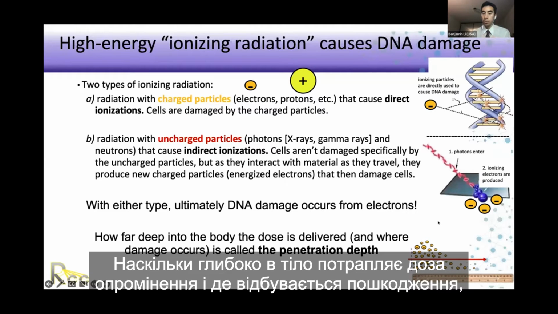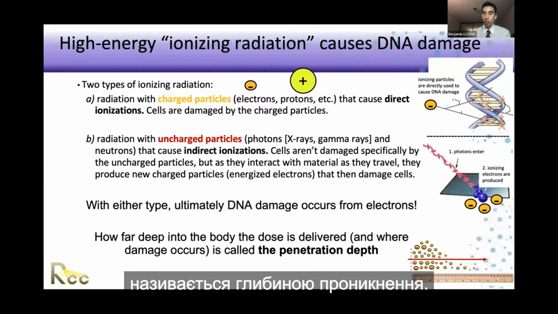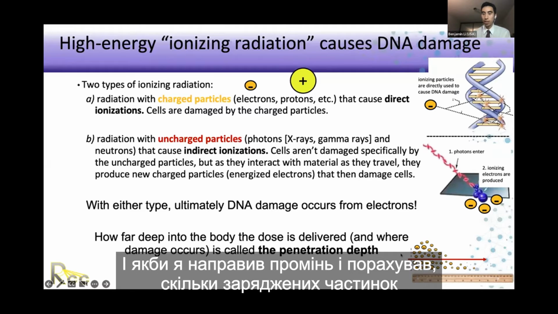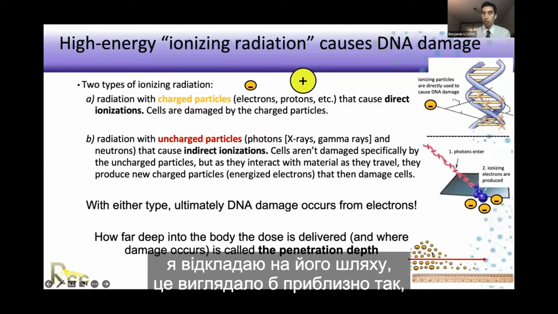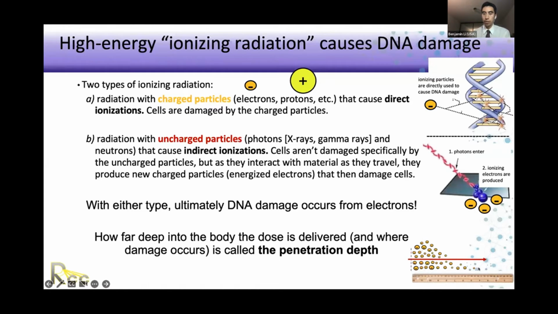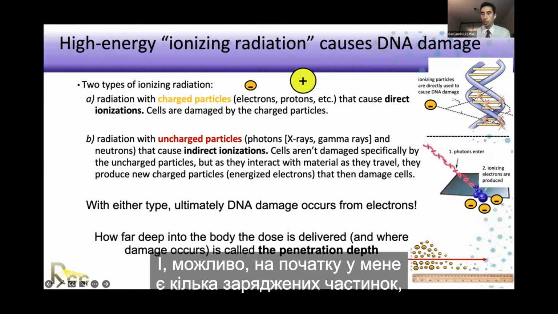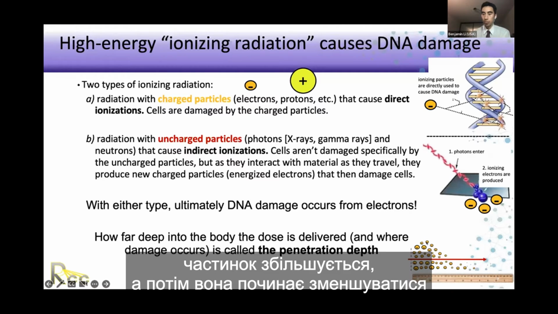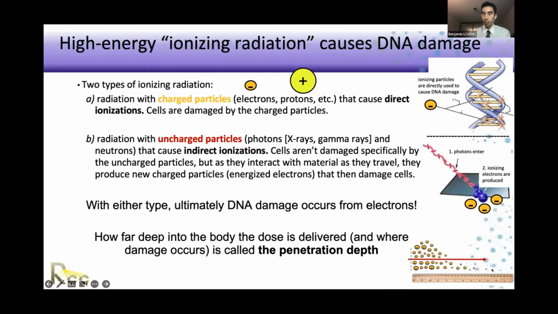How far deep into the body the dose is delivered and where damage occurs is called the penetration depth. So here's a ruler sort of illustrating depth. And if I were to aim a beam and count how many charged particles I'm depositing along its path, it would look something like this, and I would start to get a curve. And maybe in the beginning, I have some charged particles, and then as it gets a little deeper in, the charged particles increase, and then it begins to decrease and plateau.